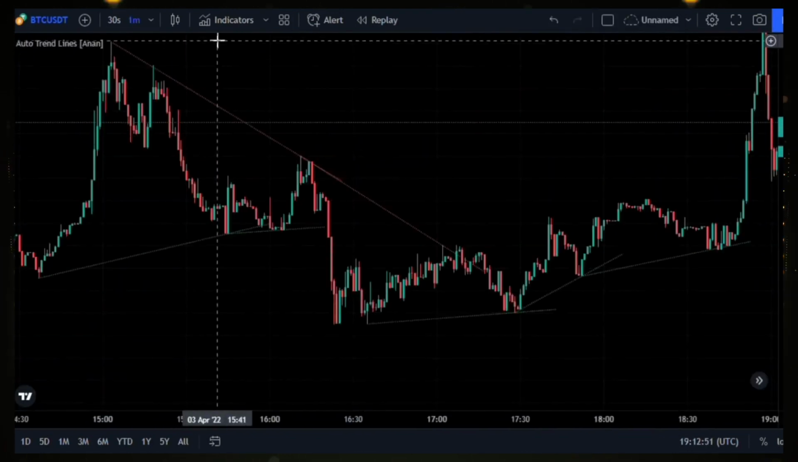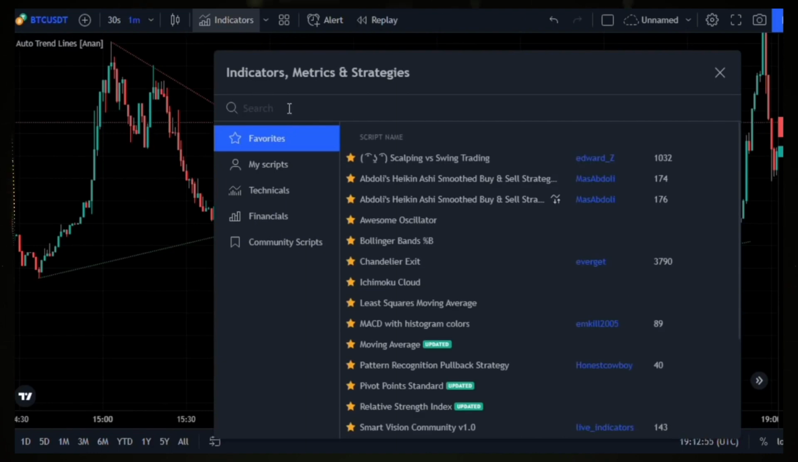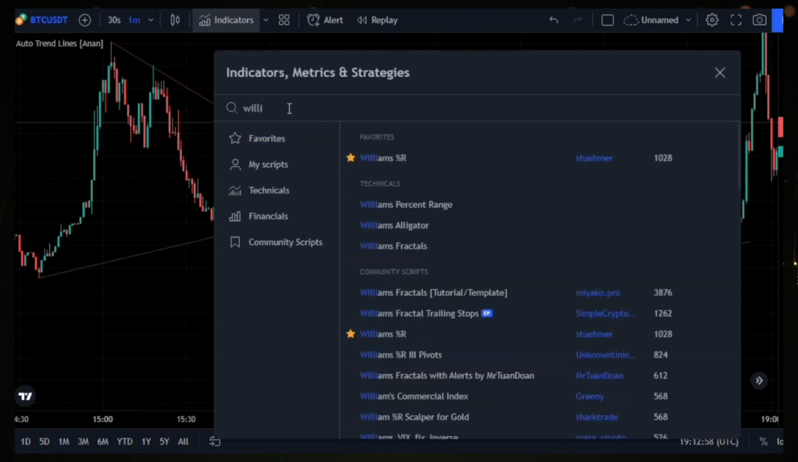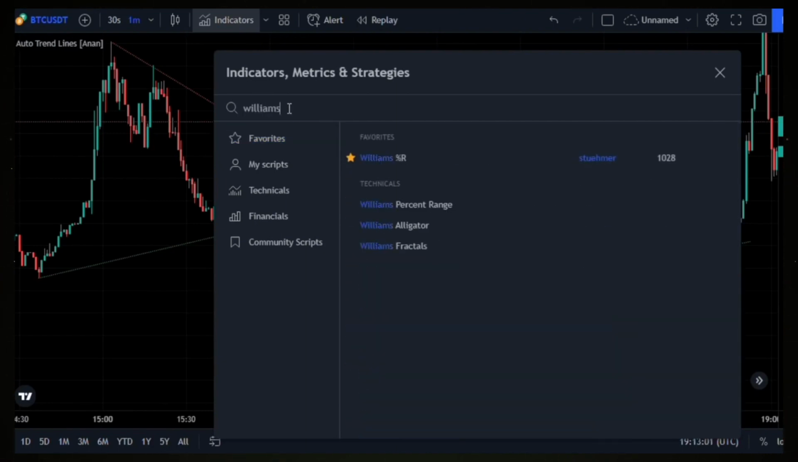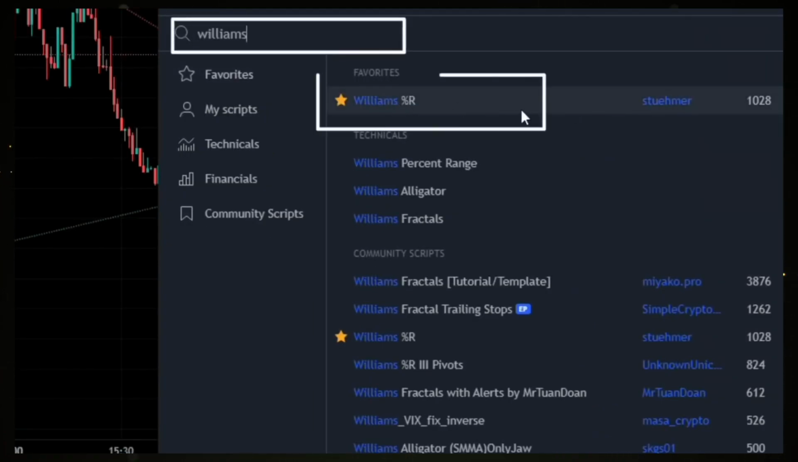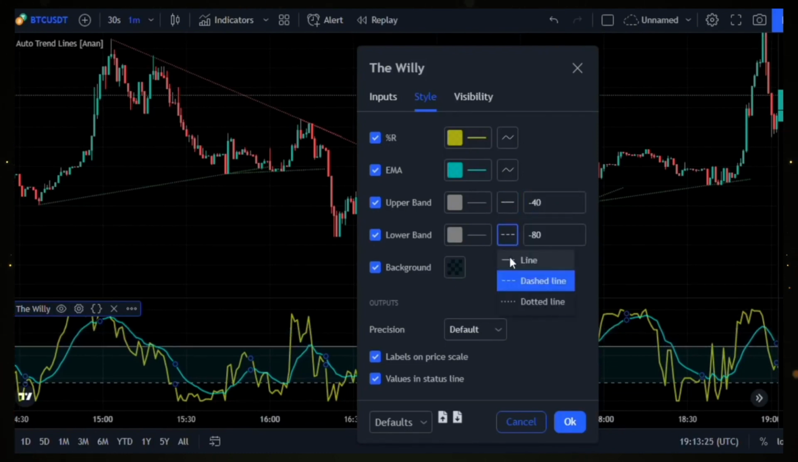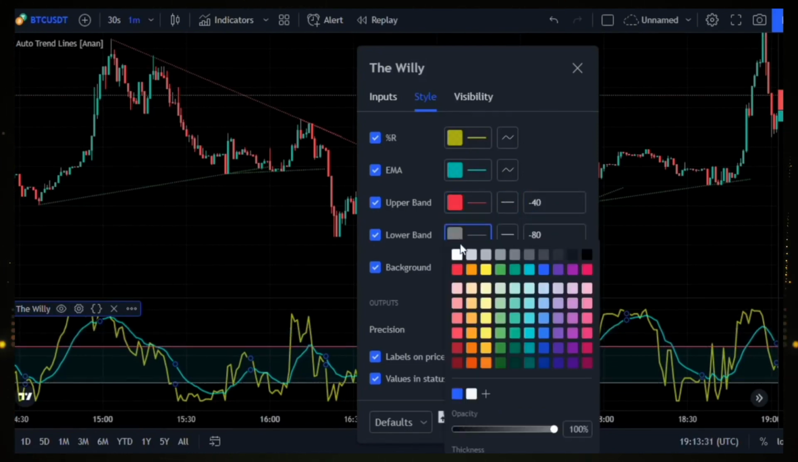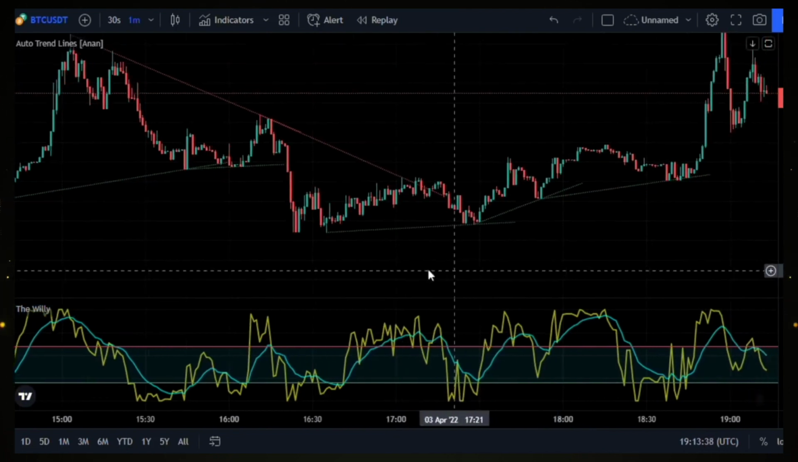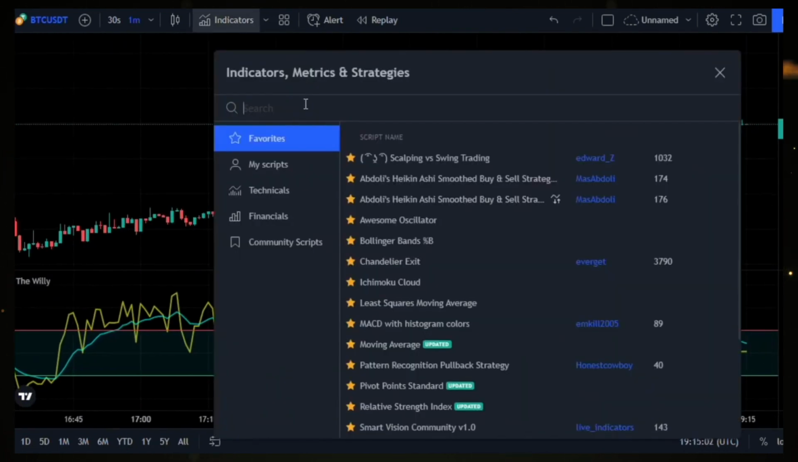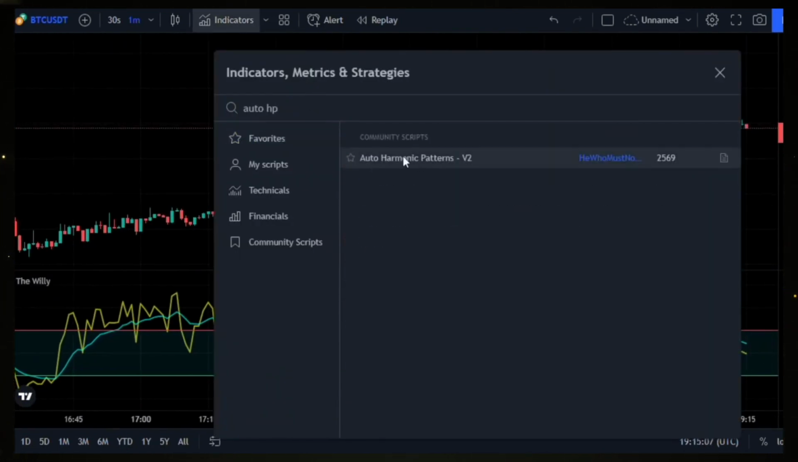Let's add the following indicator and merge it with this one on the chart. Now, let's find the Williams indicator here. Go to the Williams indicator settings and make some basic modifications to add this indicator to the chart. I'll just change the number 20 to 40 now. The Williams indicator is now operational, so I added the automatic HP indicator to the chart.